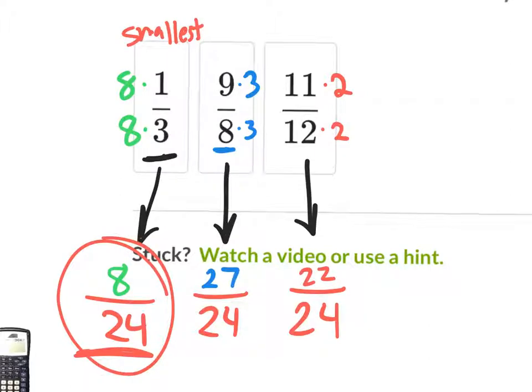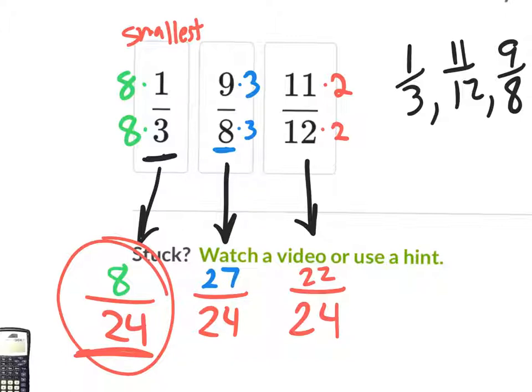Okay, and then which one's the middle one? The 11 over 12, right? So when you compare the 27 and the 22, well, this is the middle one, and this is the greatest one. So 11 over 12 is the middle one, 9 over 8 is the greatest one. So let me just write them in order from least to greatest. You have the 1/3, comma, 11/12, comma, and then 9/8. And that's ordering them from least to greatest.